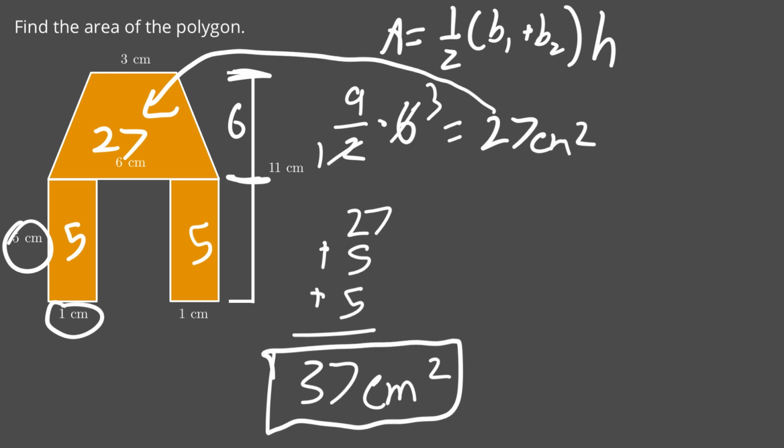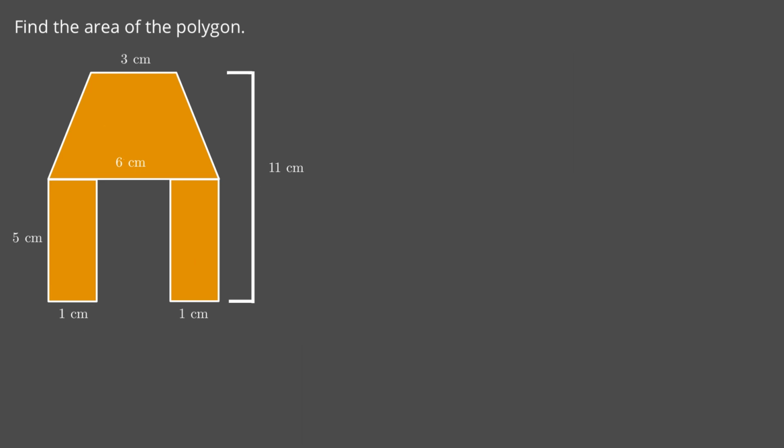So this was the additive method. Now let's try using the subtractive method. This method is going to be arguably harder than the previous one because we're going to have to make a lot of assumptions to figure out what the area is of these missing shapes.